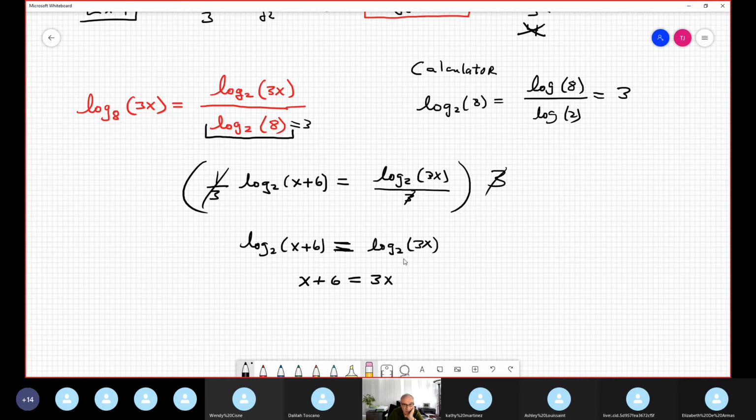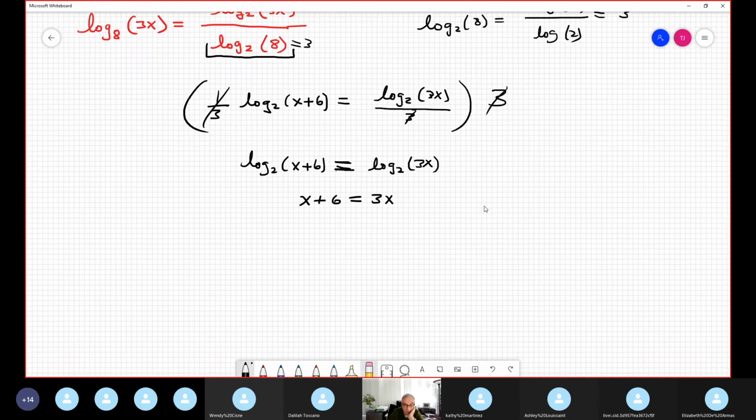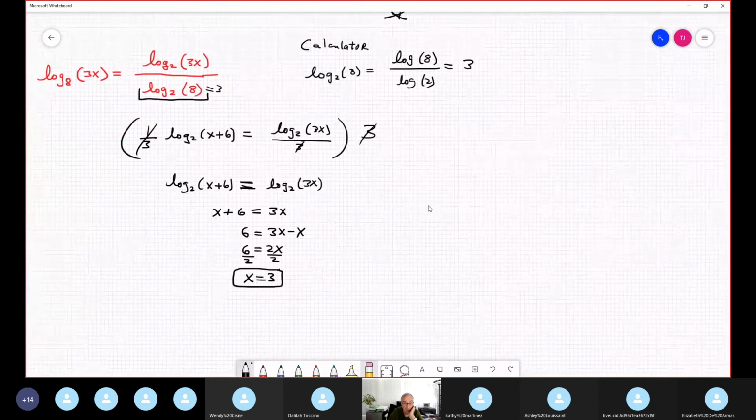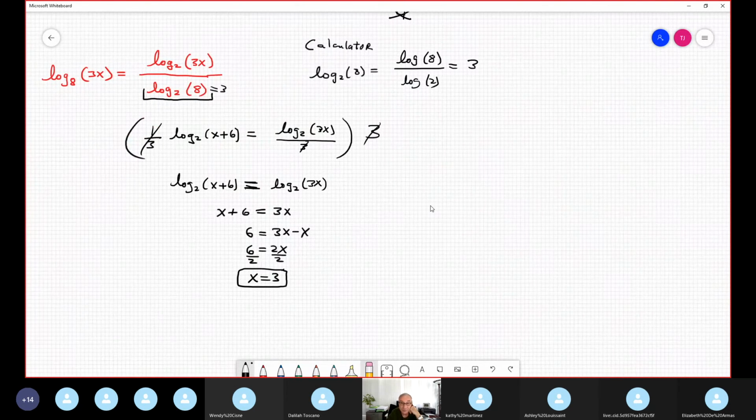And magically you convert this logarithmic equation into a linear equation. Solving for x, x plus 6 is equal to 3x, so 6 is equal to 2x, and x is 3. This is my potential solution. I need to verify it in the original equation, to see whether it works or doesn't work. The checking part is an important thing in the solution of a logarithmic equation. Without this, no credit or partial credit.